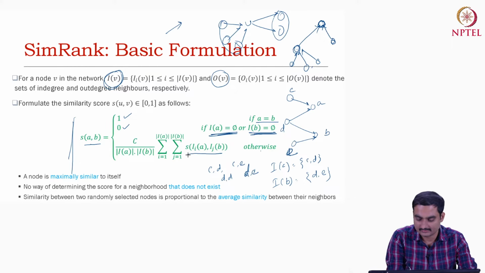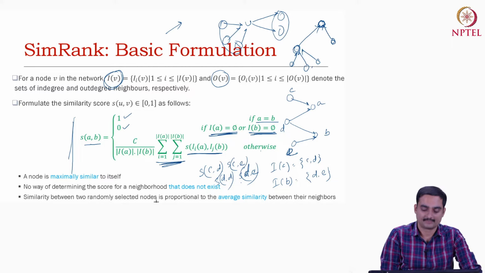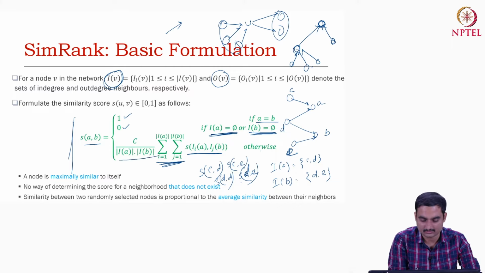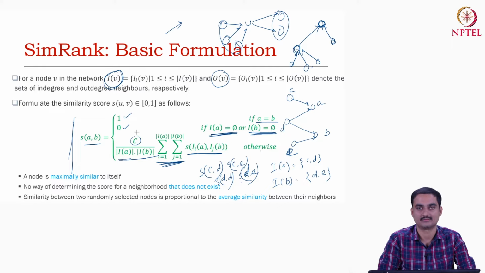So the summation would be over all pairs. You see here a double summation and their similarities. So similarity between C and D, similarity between C and E, similarity between D and D, similarity between D and E, and then you take the sum. And then you normalize it by the total number of pairs. How many pairs are possible? Mod IA times mod IB, right? In this case 2 times 2. Forget about the C, I will discuss what C is. C is a constant. So this is the similarity.